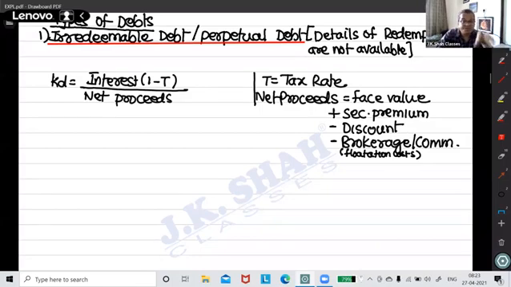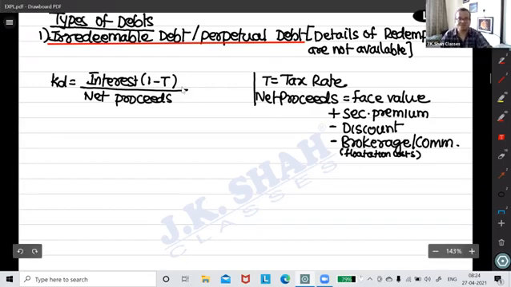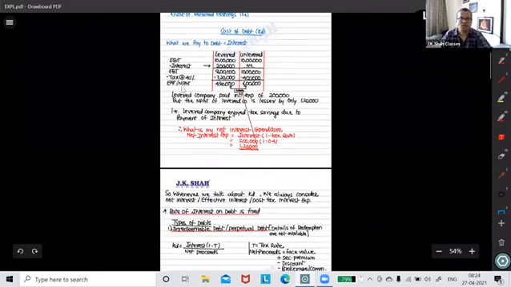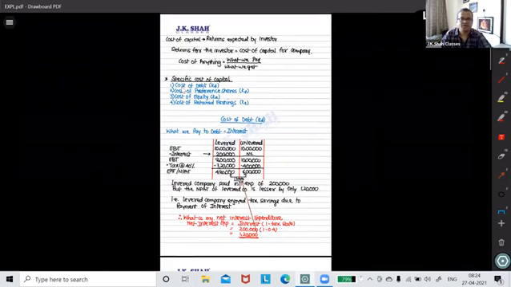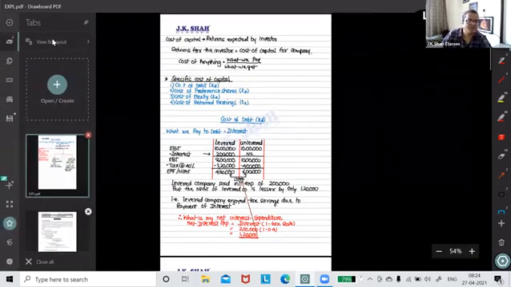So how will I get my net proceeds? You start with face value plus security premium, minus discount, minus commission or brokerage, as the case may be. That is generally called flotation cost. Is that understood, guys? So this you can write now. How much are you left with? Let me share both the pages simultaneously.